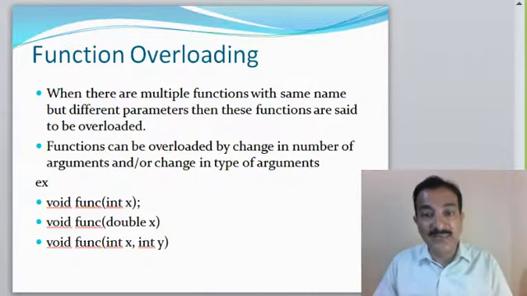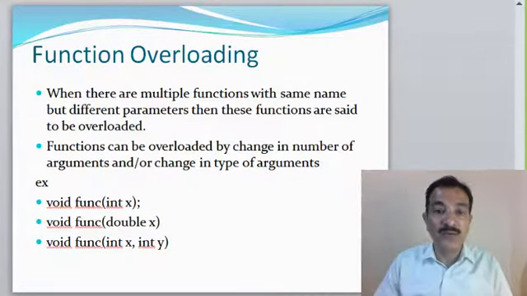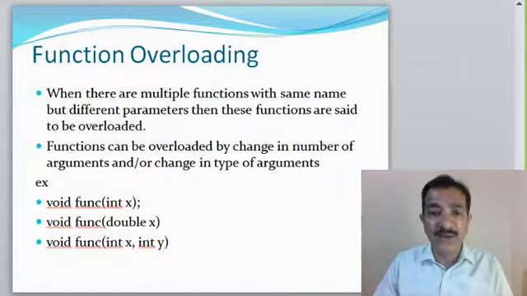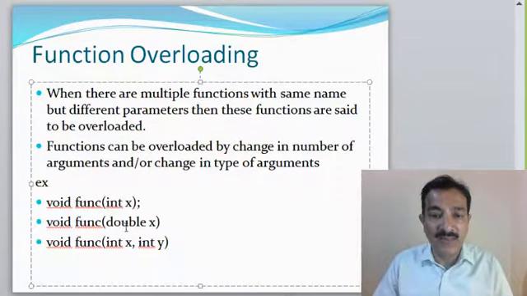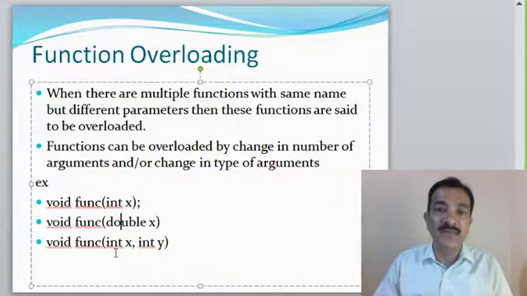Now we have already seen function overloading. What is function overloading? When there are multiple functions with the same name but different parameters, then these functions are said to be overloaded. Functions can be overloaded by change in number of arguments and or change in type of arguments. I have explained this earlier: you have three types of function, and each one of them has different arguments. The first one has only an integer as an argument, the second one has a double, the third one has two integers as arguments.